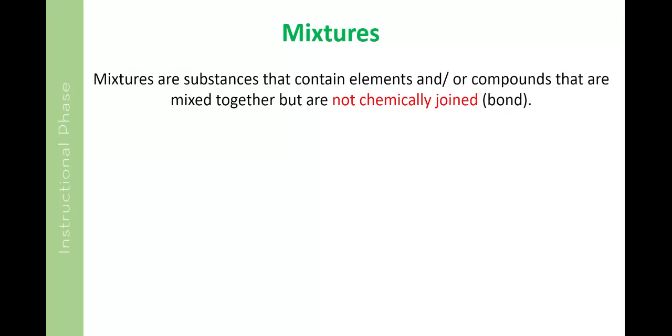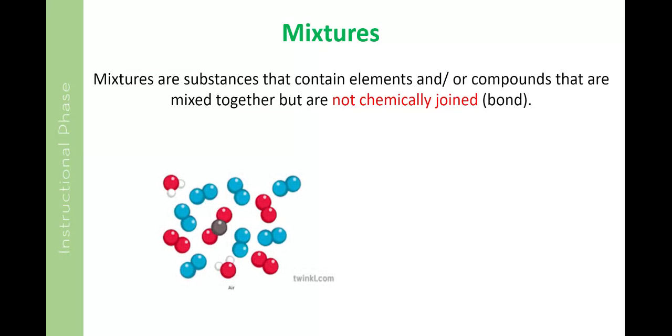Now a mixture can contain different elements and or compounds that are not chemically bonded. They're not chemically joined, and that's why we can separate mixtures with physical means such as filtration.